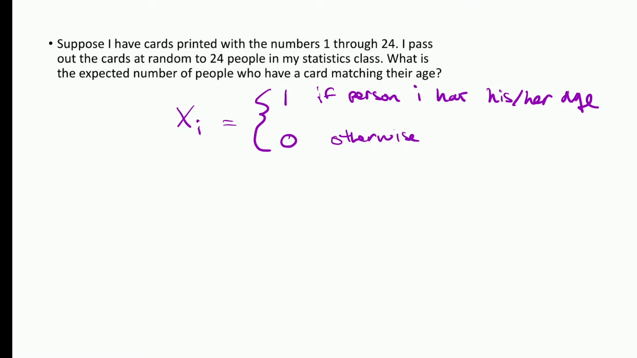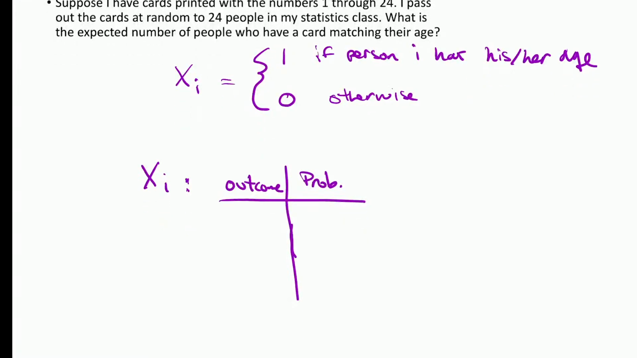Well, now that I've got that sorted out, let's think of just each individual. So for x sub i, and if it bothers you that I've got an i there, think of just person 1, because they're all the same. It's all going to be the same in terms of the random variable. So here's the random variable x sub i. I have outcome, and I have probability. So let's work this out. The outcome is 0 or 1. So what is the probability that person 1 gets their age?